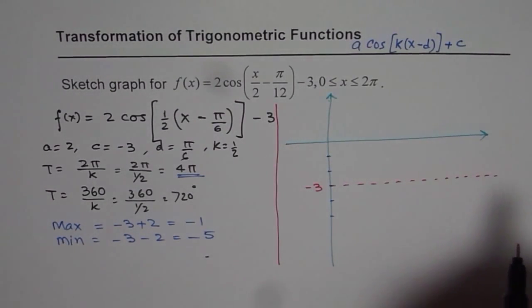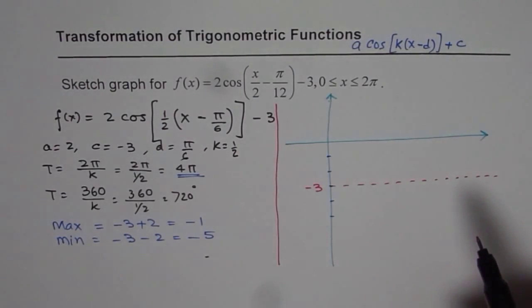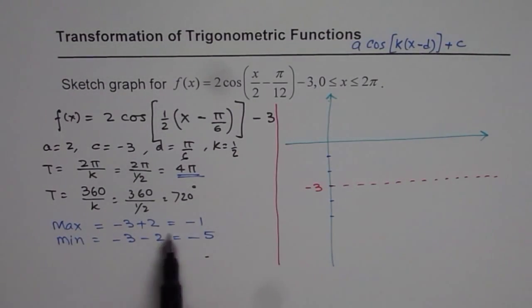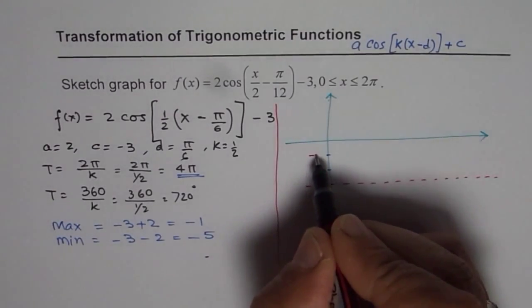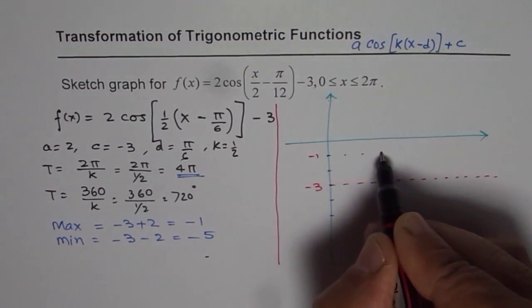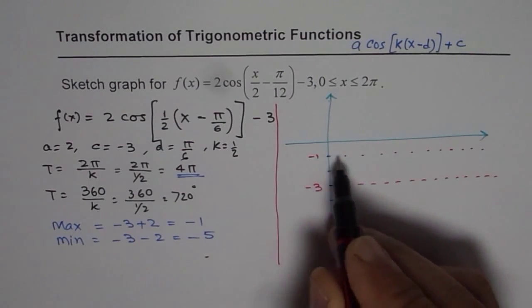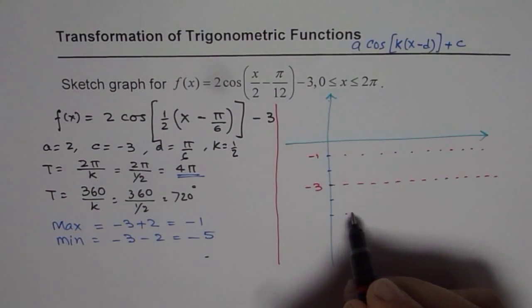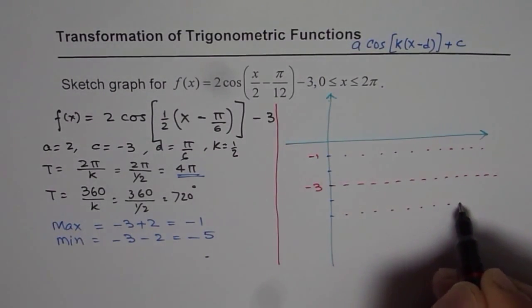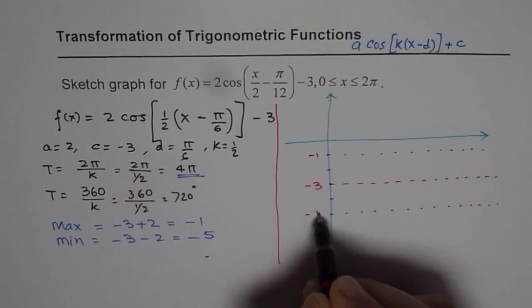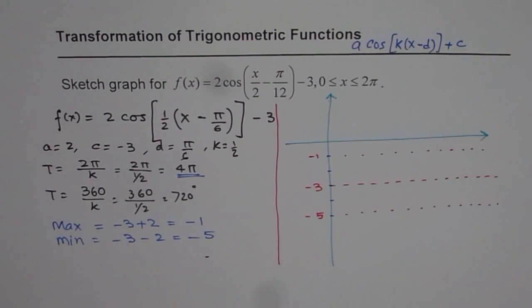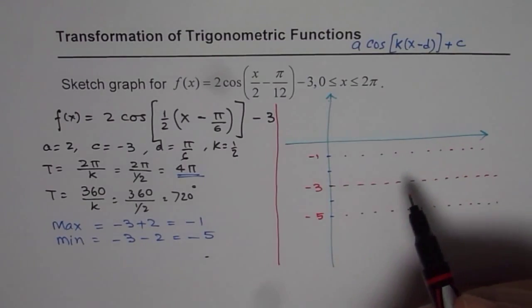That is the axis for the given cosine function. Now maximum will be at minus 1, so this is minus 1. So I'm just drawing dots here indicating that somewhere along this line I'll have maximum, and somewhere along this line I'm going to have minimum, which should be at minus 5. Perfect.